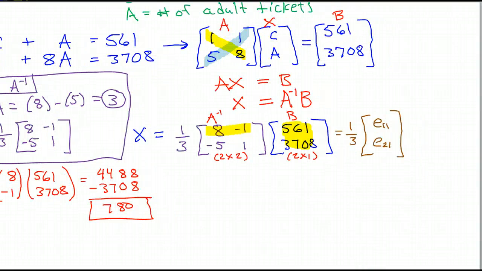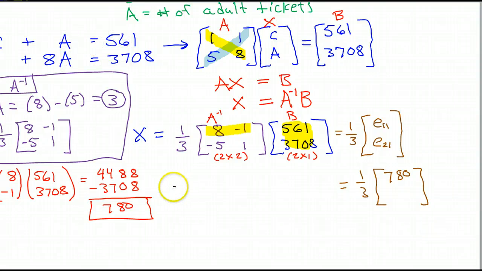Is there room for me to squeeze this in over here? Yeah, maybe I'll just put it underneath. Okay, so that is going to give me 1/3, and so far I have 780. Now I need element 2, 1. Alright, that's fine and dandy.